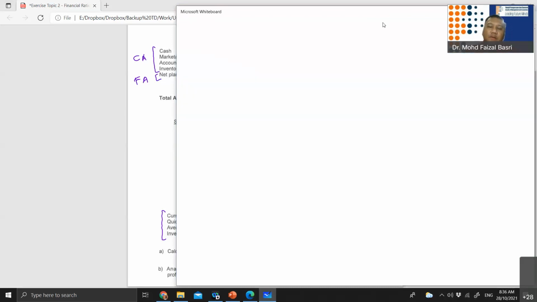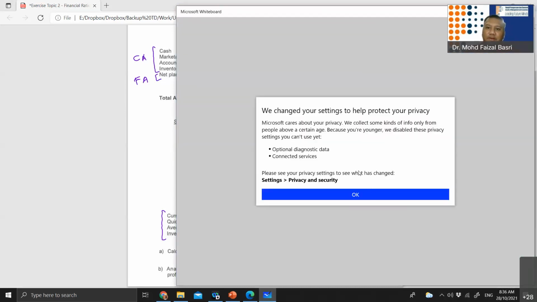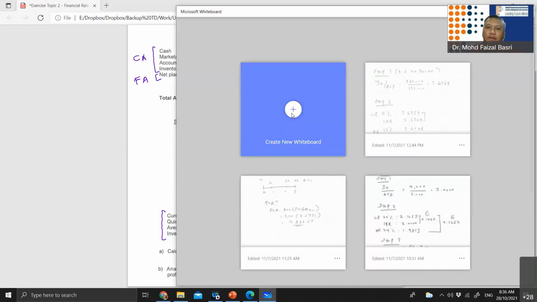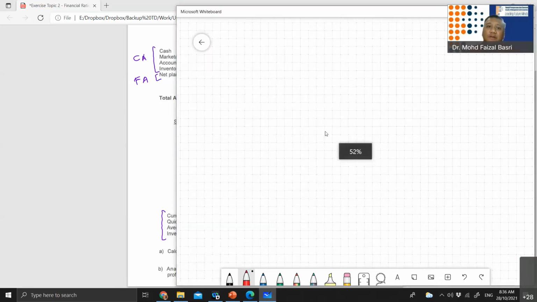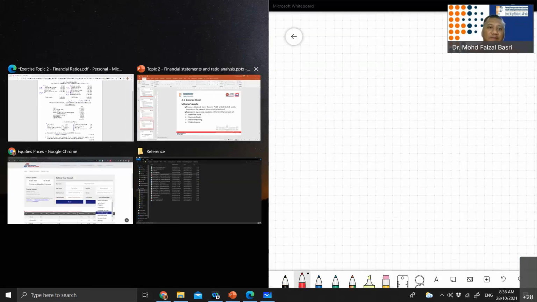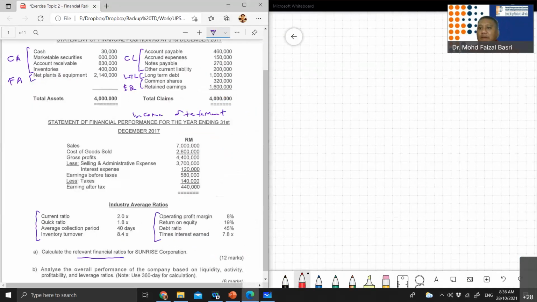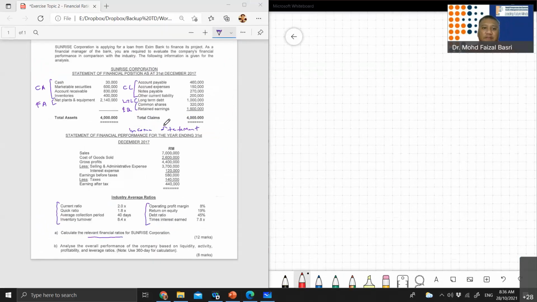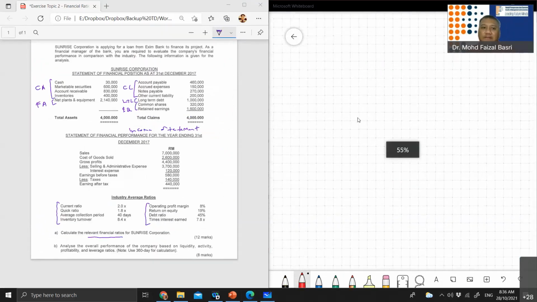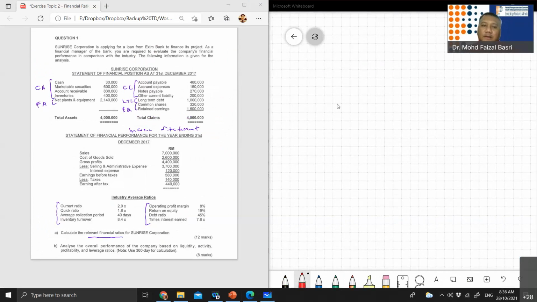So I'm going to use this whiteboard to illustrate how actually we use the information from the statement here. So bear with me. I'm going to use 2 screens: left will be my source and right will be my answers. Okay, so as I said, untuk soalan ni, they ask us to calculate the relevant ratios. So we are just going to focus on these 8, right?